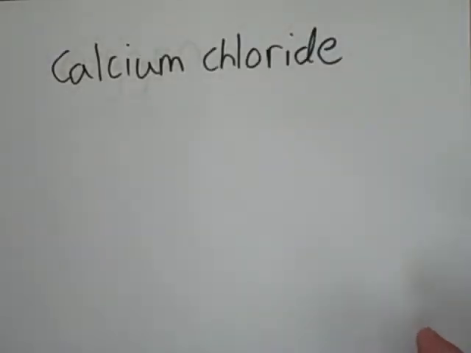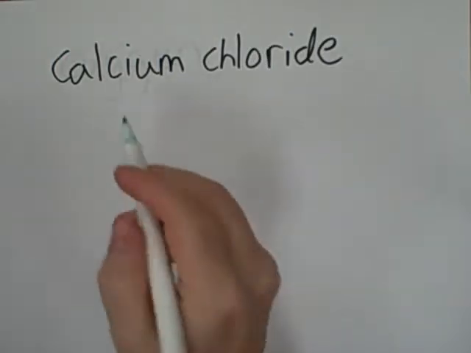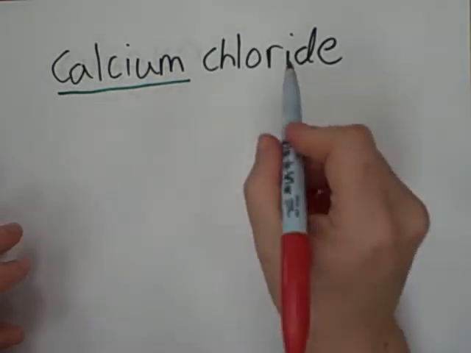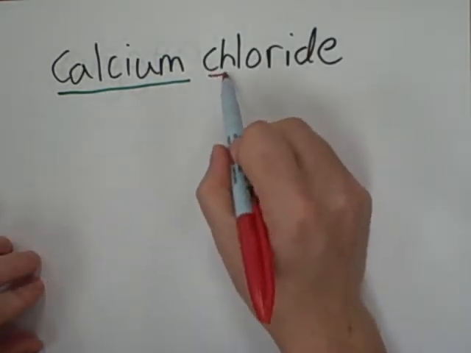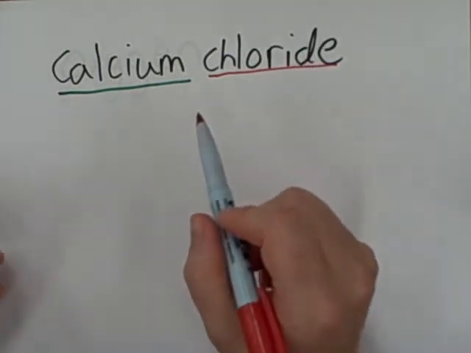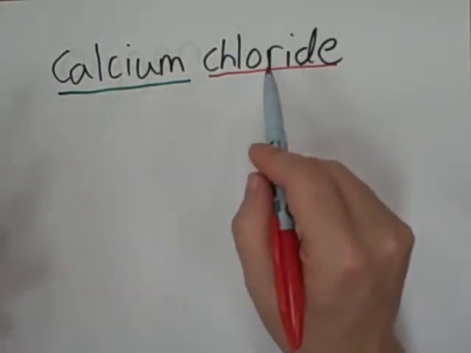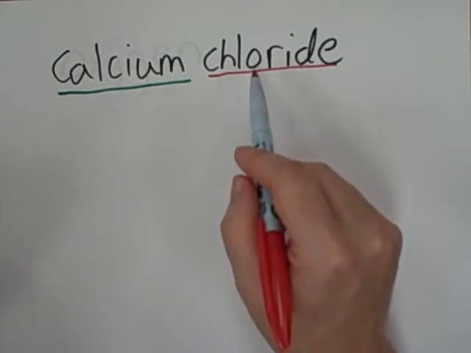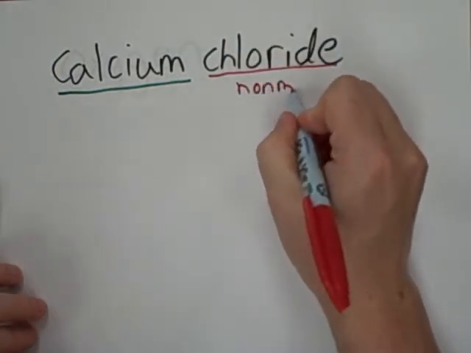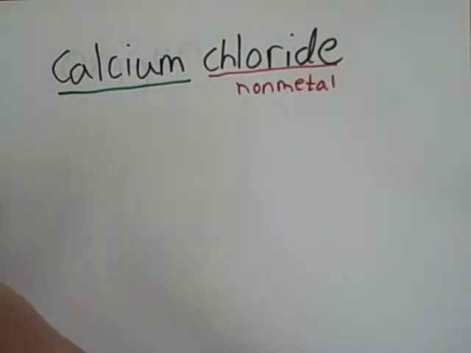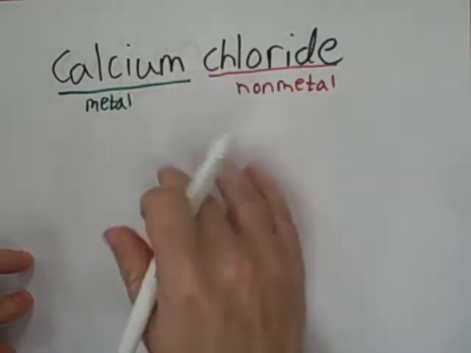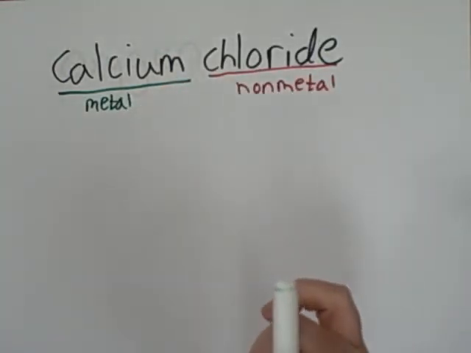Our next one is calcium chloride. Calcium is a metal. It's in group 2 of the periodic table. Chloride, the IDE ending, that's how we name the elements that are nonmetals when we put them in a compound name, so that is chlorine from the periodic table. Chlorine is a nonmetal, and calcium is a metal.